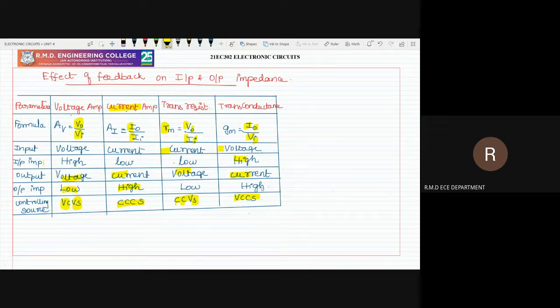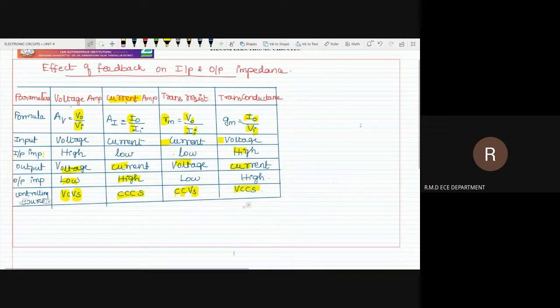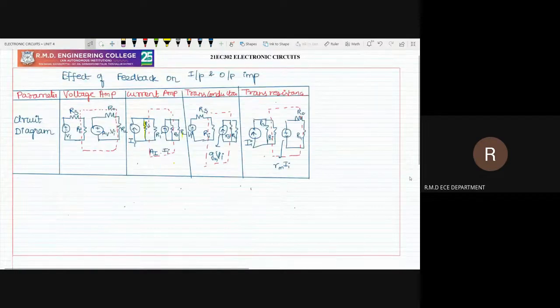Then the circuit diagram of the four amplifiers. In this circuit diagram, we find two portions: one is the input portion and the second half is the output portion. On the input side, for voltage amplifier, both are voltage, so both sources will be voltage. For current amplifier, both sources will be current sources. For trans conductance, input is voltage and output is current. For trans resistance, input is current and output is voltage.